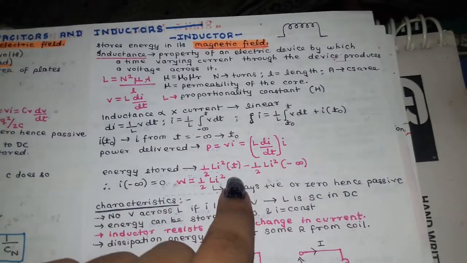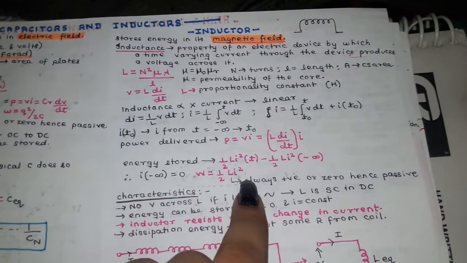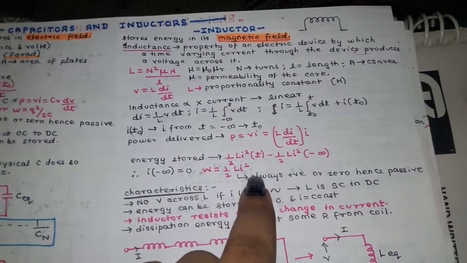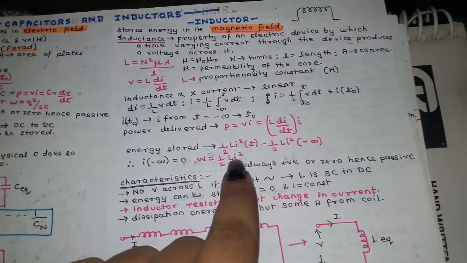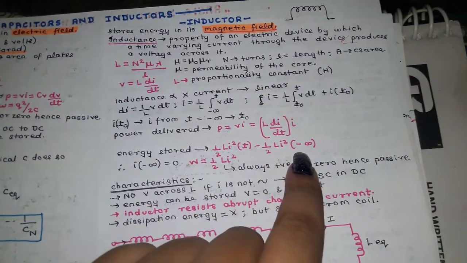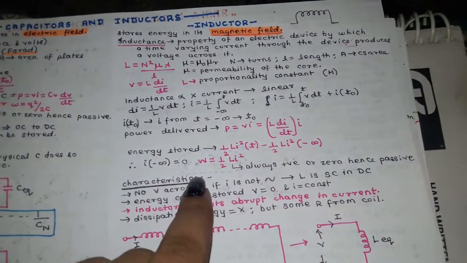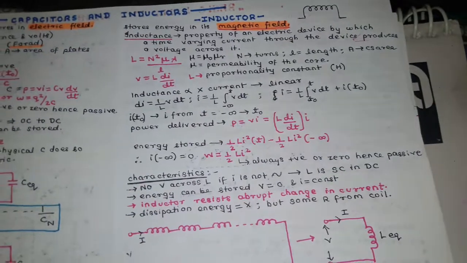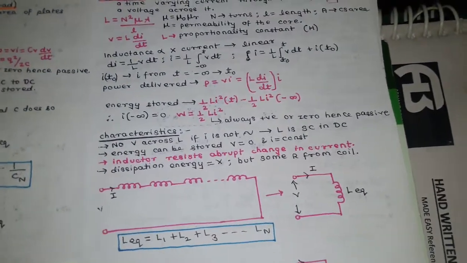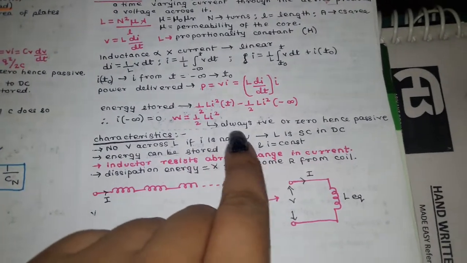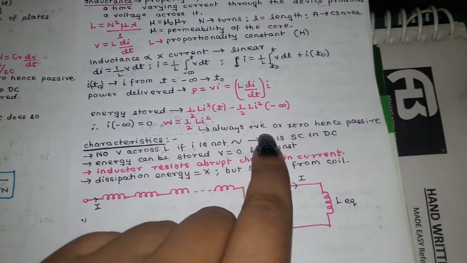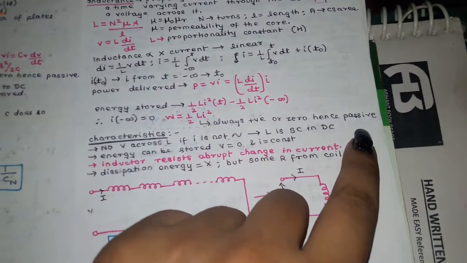These are the formulas you have to keep in mind, because we are having questions from this particular section every year. You need to just learn these formulas and practice not more than 2 or 5 questions, and you can be good at it. Same here: the energy stored is always positive or zero, hence this is also a passive element.